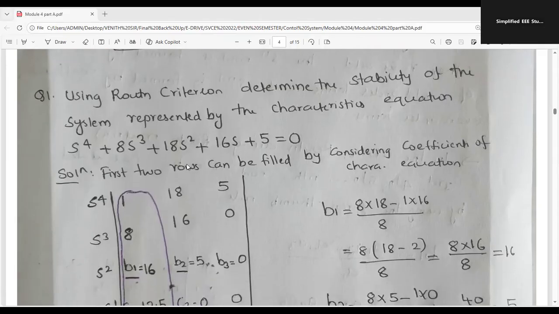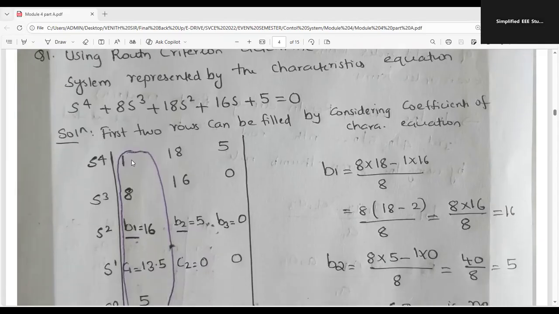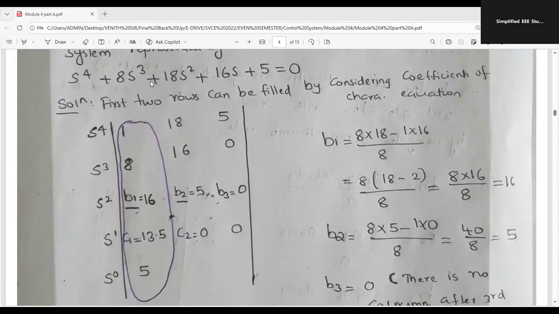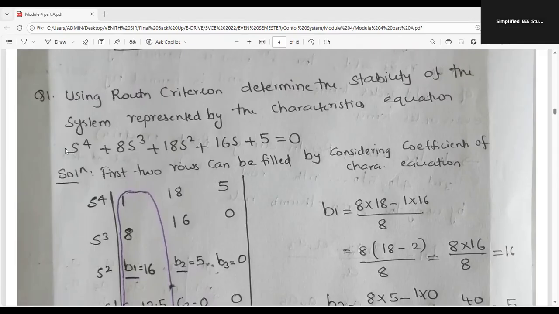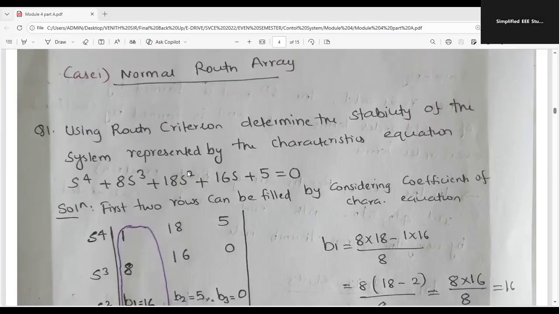Now you can check out the characteristic equation here. So s to the power 4 plus 8s cube plus 18s square plus 16s plus 5 equal to 0. You can check out the coefficients: the coefficient of s to the power 4 is equal to 1, the coefficient of s to the power 3 is equal to 8, the coefficient of s to the power 2 is equal to 18, the coefficient of s is equal to 16, and the coefficient of s to the power 0 is equal to 5. So these are the different terms.